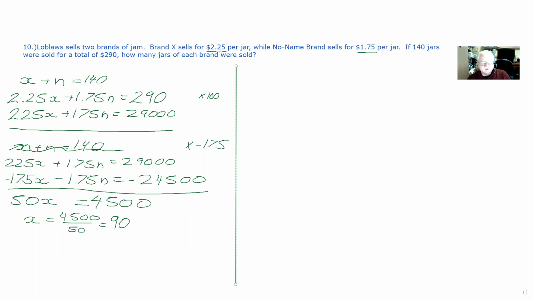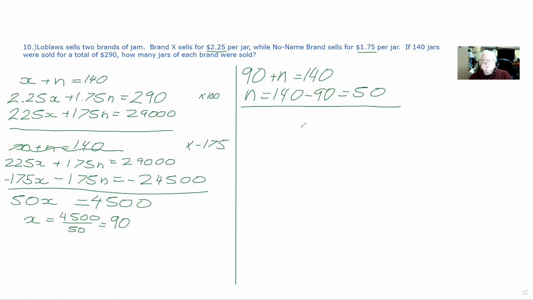So we plug it back in. We think X equals 90. So 90 plus N equals 140. N equals 140 minus 90 equals 50. So again, we're happy that it's a whole number because we don't want them selling parts of jars.